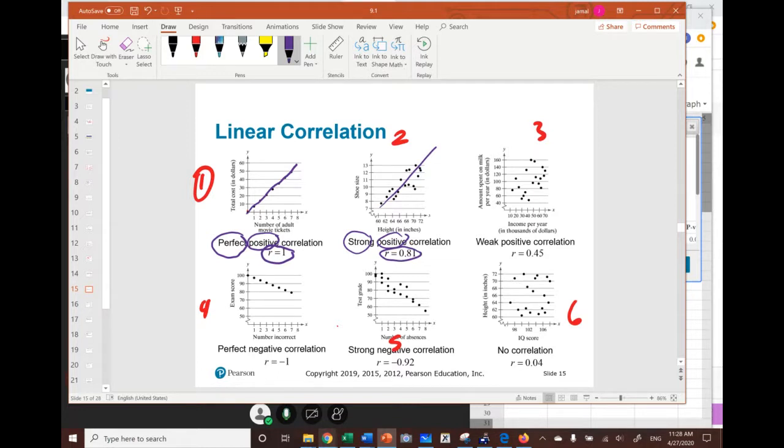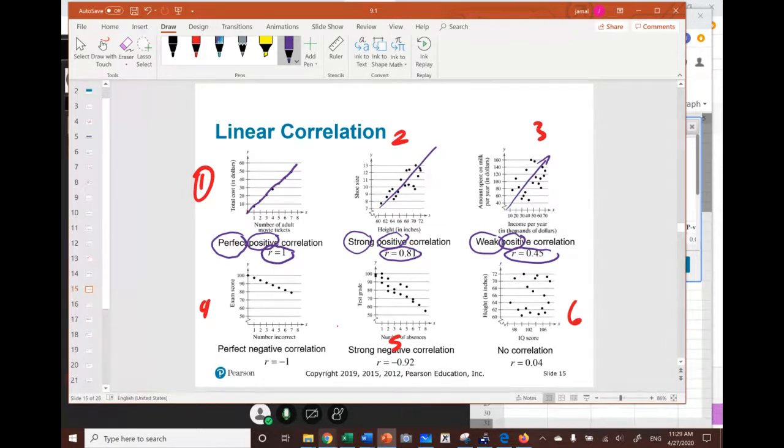Okay? Now look at the dots in the third graph. It seems like the dots are going up. As we go to the right, the dots are going up. But notice that the dots are further away from the line than they are in 2. In other words, the further the points are from the line, the weaker it gets, but still it's going up, positive, but it's weak. And notice that the R is close to 0.45, halfway between 0 and 1.